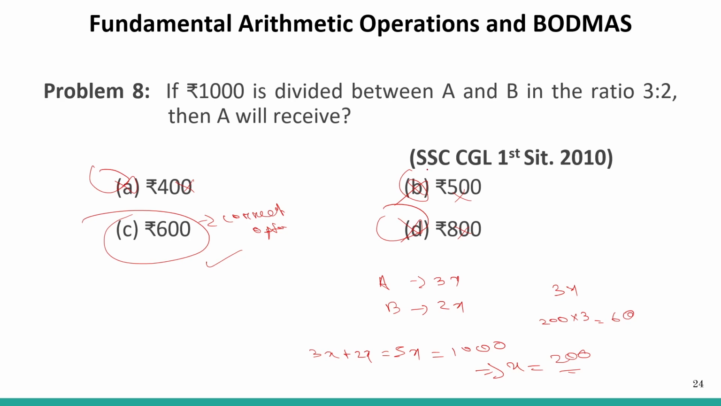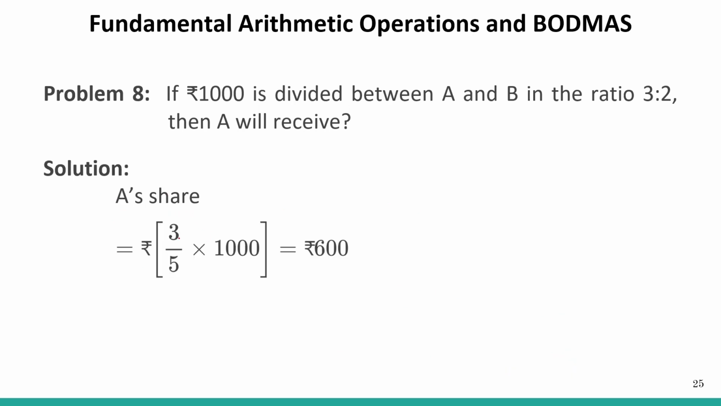So this question has been asked in SSC CGL first sitting 2010. So let's see, A's share will be 3 by 5 into 1000, that is 600. We can also use this formula, okay, and find out that 600 is A's share.